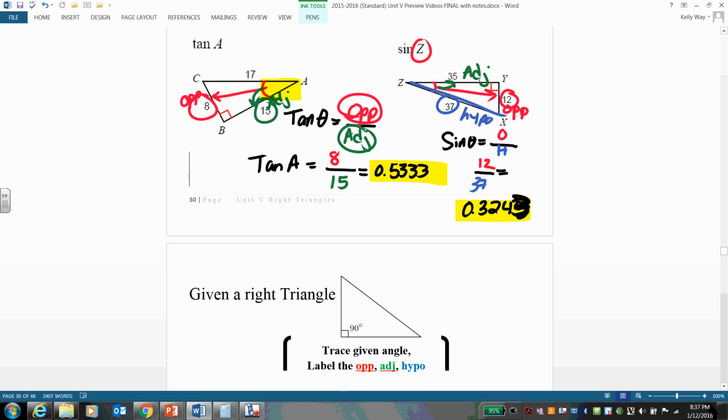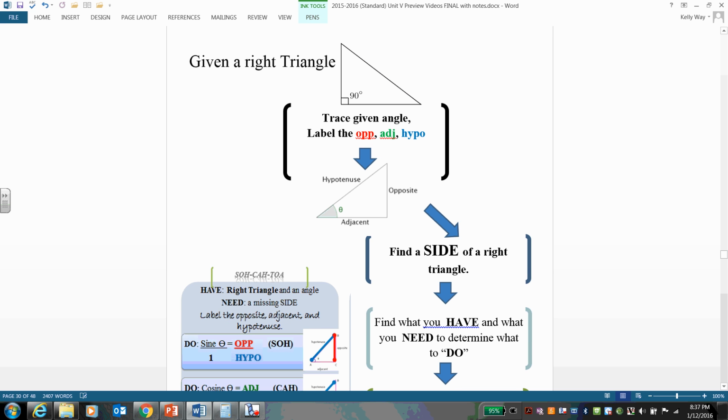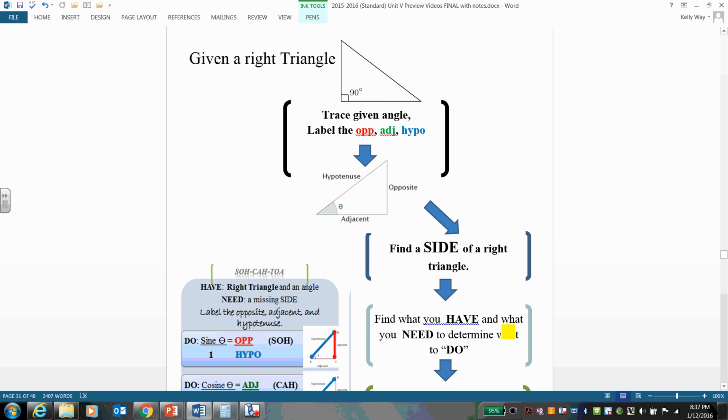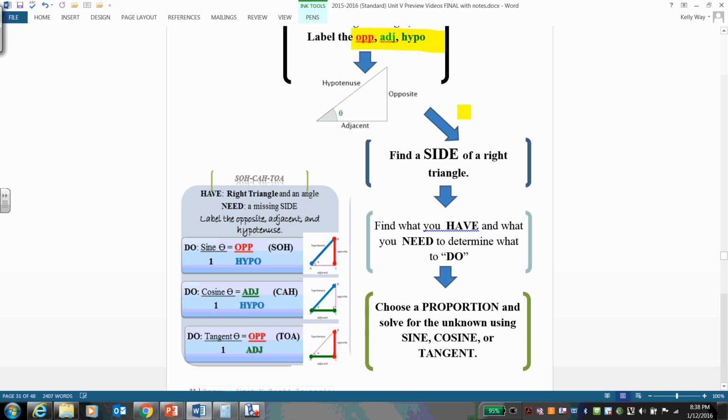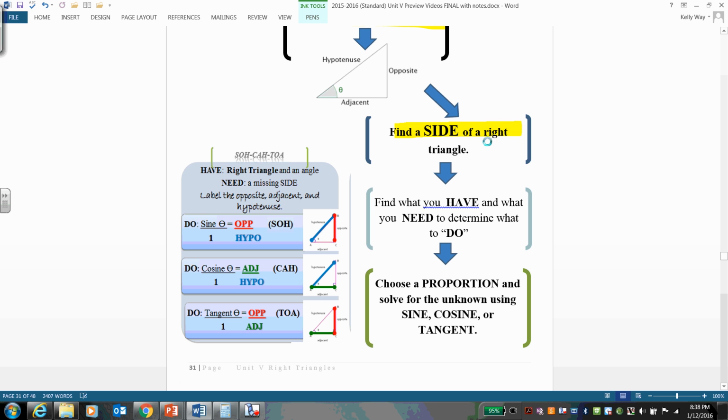This is called a right triangle flow chart. And this is on the back of your right triangle toolkit. So here's your flow chart. When you have a right triangle, and you have not a 30 or a 60 or a 45-degree angle, but something other than that, you start by labeling opposite, adjacent, and hypo. So to find the side of a right triangle, you determine what you have, need, and do. And you're going to make a proportion using sine, cosine, or tangent. Again, proportions. There's your 3 proportions.